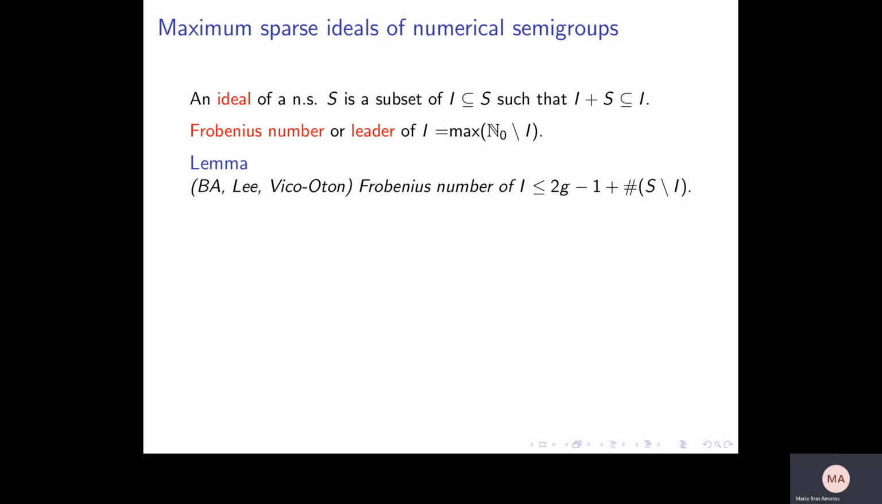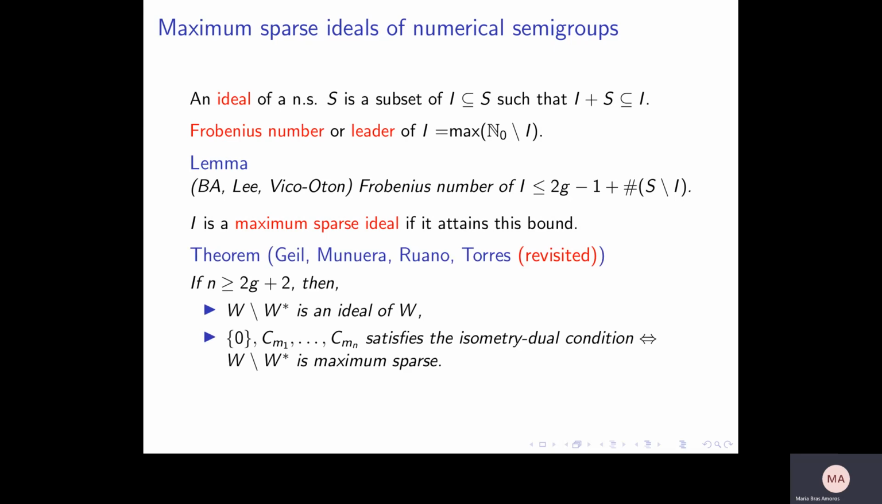As we proved with Quan Q Lee and Albert Vico Othon, the Frobenius number of an ideal is at most twice the genus minus 1 plus the number of elements in the complement of S of the complement of I in the semigroup S. An ideal I is a maximum sparse ideal if it attains this bound. And now we can restate the theorem of Geil, Monuera, Ruano, Torres in terms of ideals.